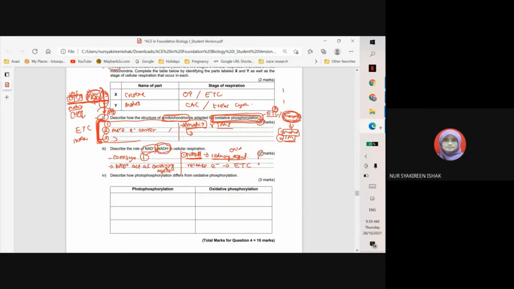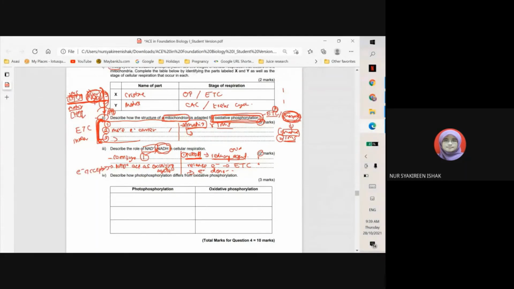Or NADH can also function as electron donor. Okay, NADH functions as electron donor. Okay, kalau NAD plus dia function as electron acceptor. Okay, ada banyak point lah boleh tulis kat situ.